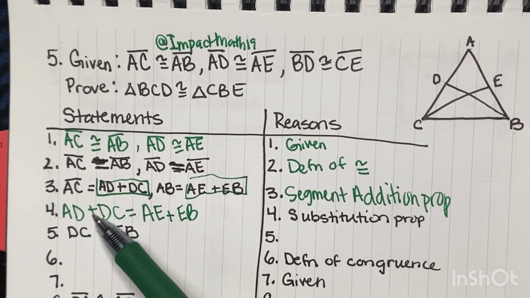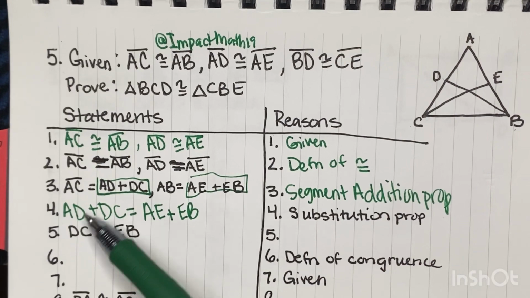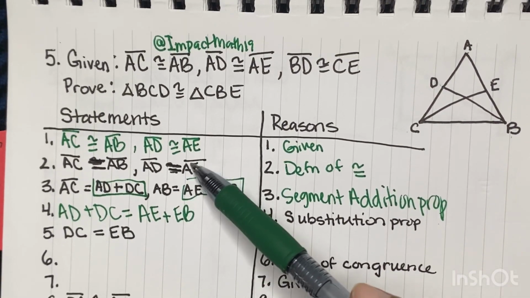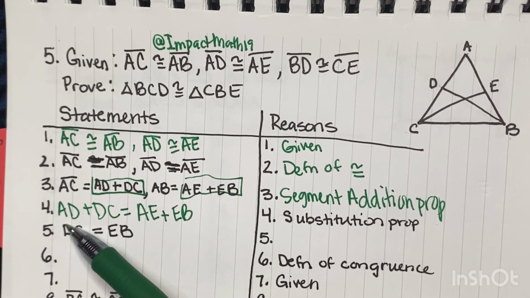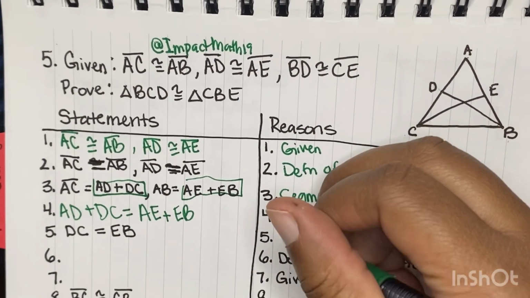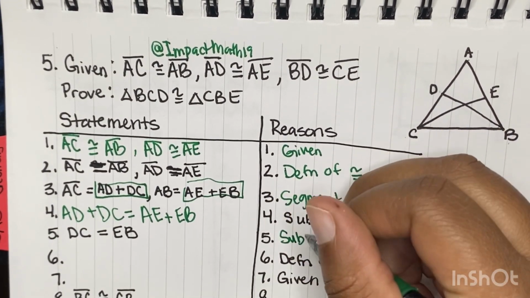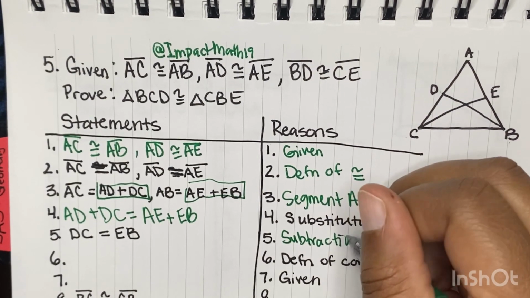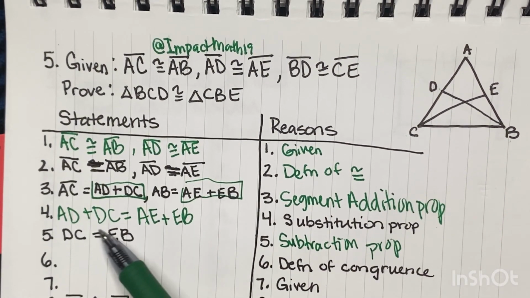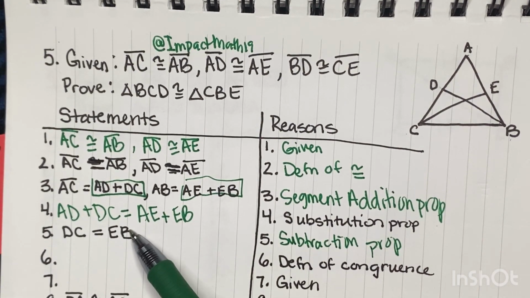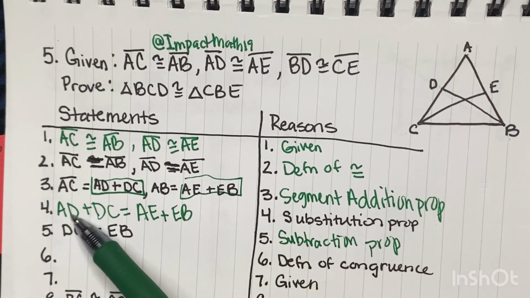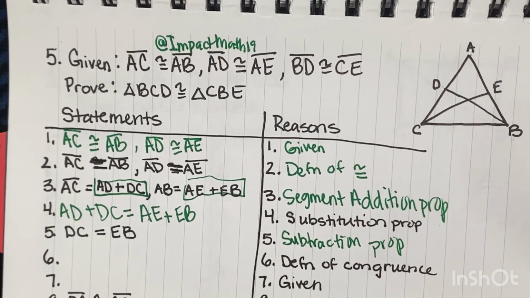But what you have to understand is, see how it has this AD here? Remember, AD is equal to AE. So really, we could substitute in AE here. And then we can get rid of AE by subtraction. That's why we're going to say this is the subtraction property, because we're getting rid of this AE. We're subtracting AE from both sides, and really we're plugging in AE here for AD because they're equal to each other.